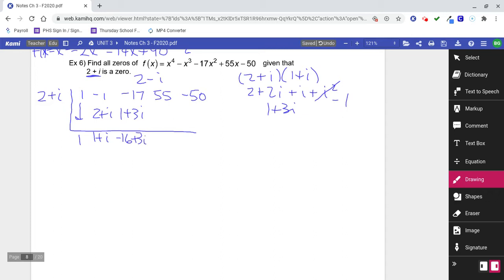I'm going to have to FOIL again. So I go 2 plus i times negative 16 plus 3i. Distributive property, that's negative 32 plus 6i minus i plus 3i squared. 3i squared, that's minus 3. So we're looking at negative 35 plus 5i.